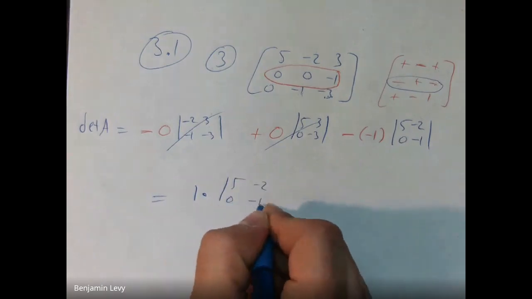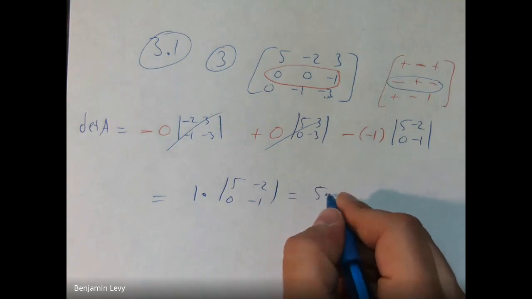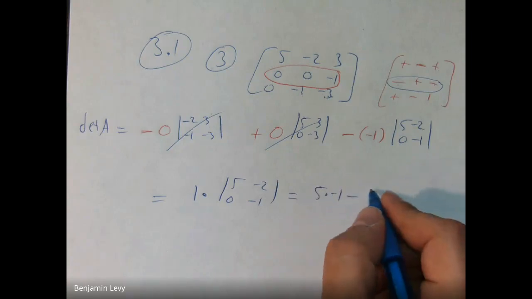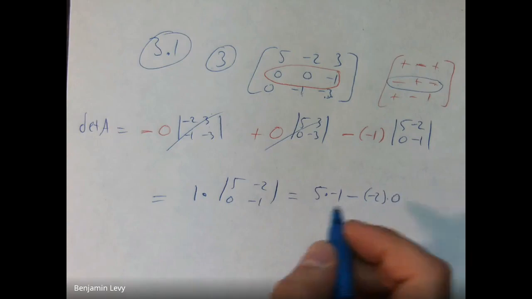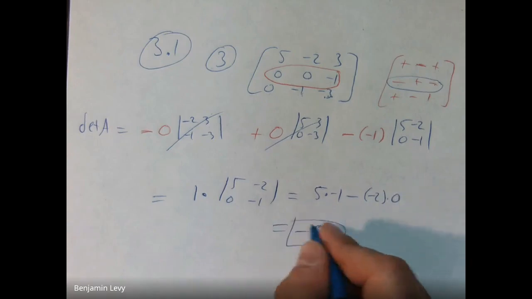And it's a 2 by 2, and so you can do AD minus BC. So it's going to be 5 times -1 minus -2 times 0. And so you get 5 times -1, which is -5. And that was the answer of this one.